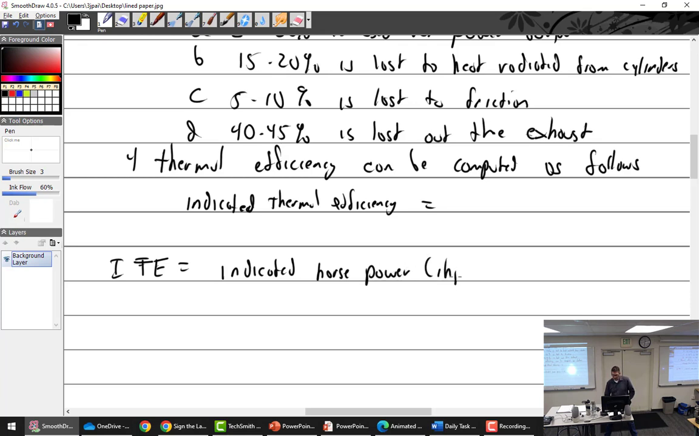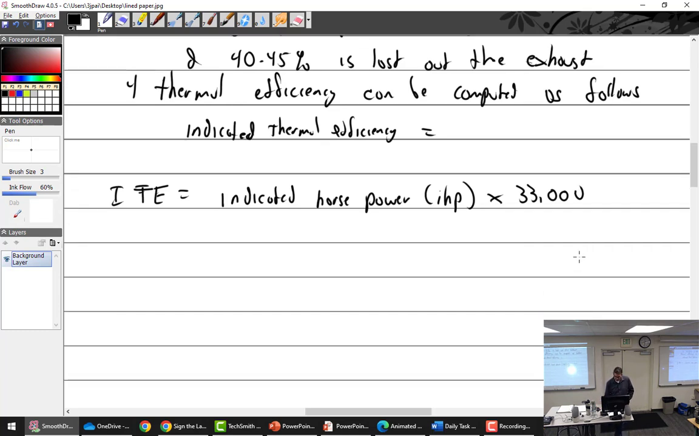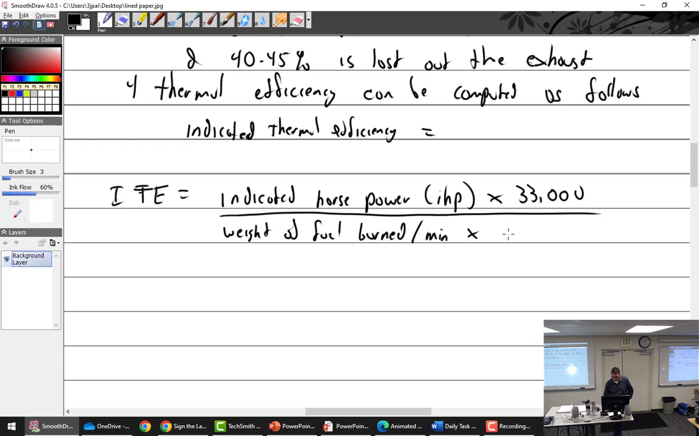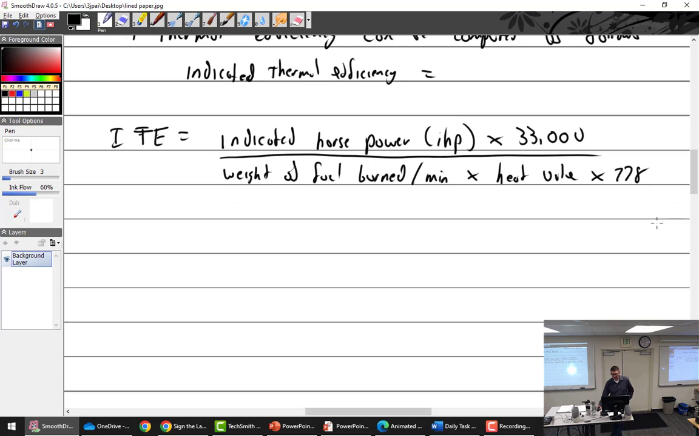or indicated horsepower, IHP, times 33,000, and that number will make sense as we move through this class, divided by weight of fuel burned, divided by minutes, times heat value, times 778. All right, so how does that work?